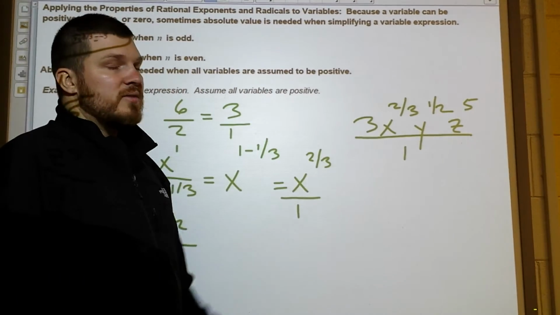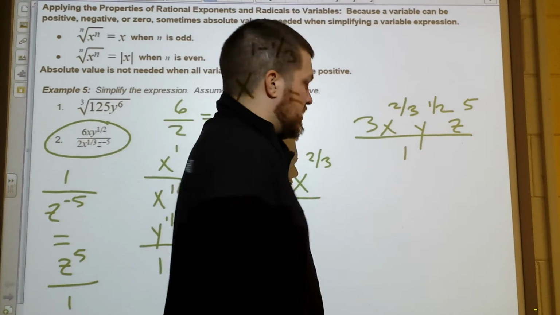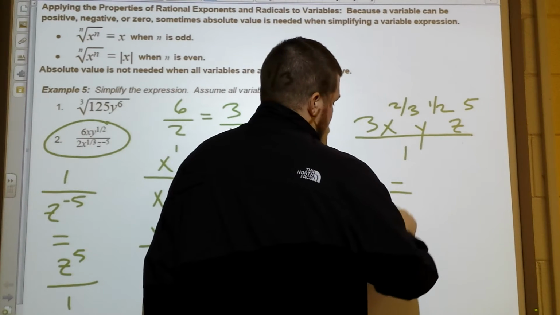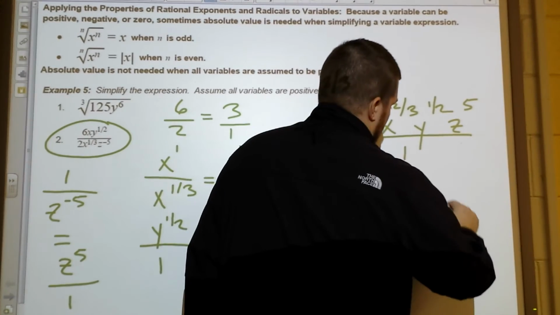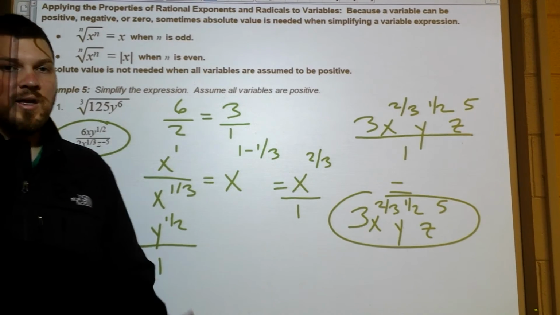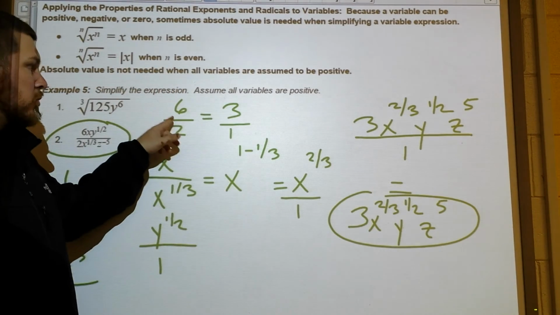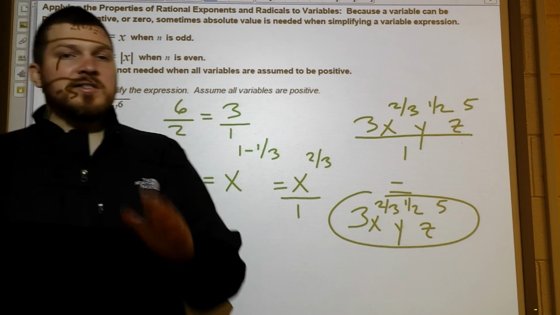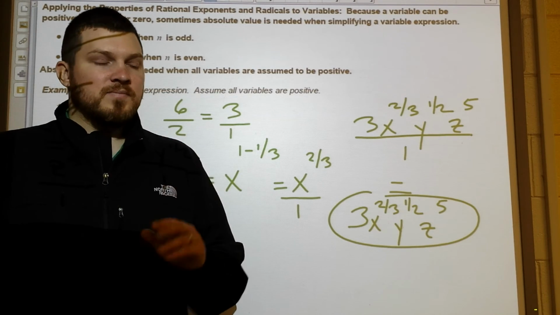Well, I technically could leave this alone, but we know that anything divided by 1 is itself. So my final answer, cleaning it up as much as I can, is 3x to the 2/3, y to the 1/2, z to the 5th. That's my final answer. Okay? So again, I just used the properties that we learned in the previous video, took my time, broke it up into smaller problems so that the work was a little bit easier. That's the key to success. Break it up into smaller problems and apply the properties. That's it for this video.